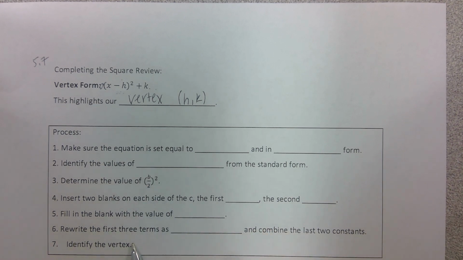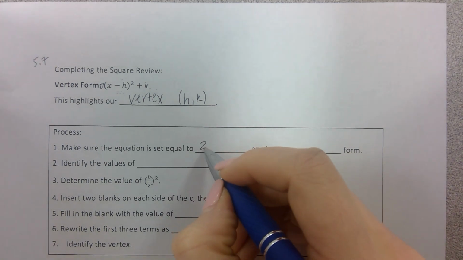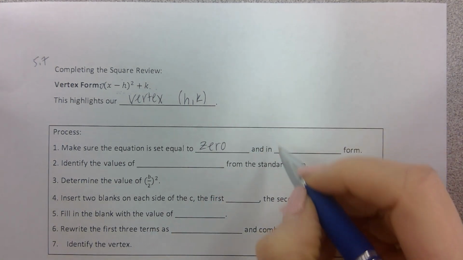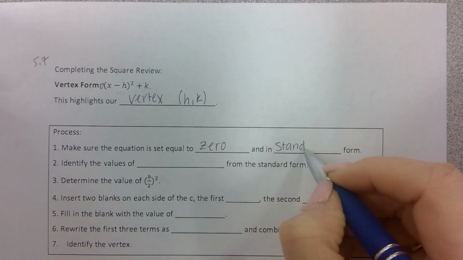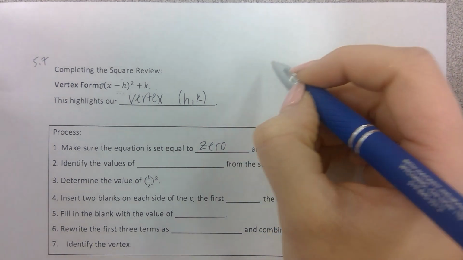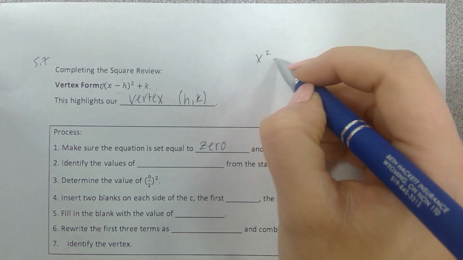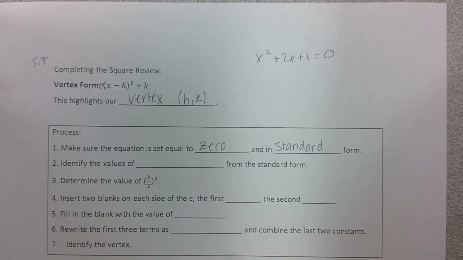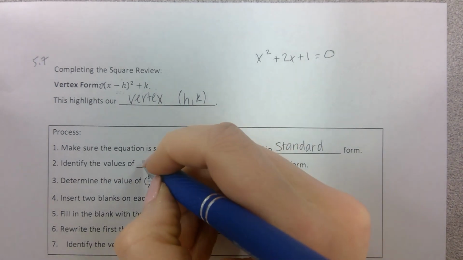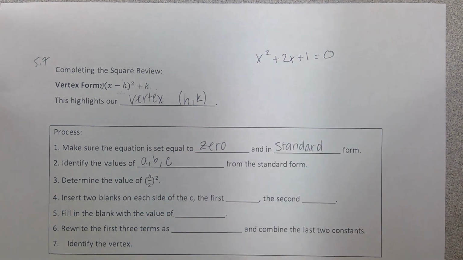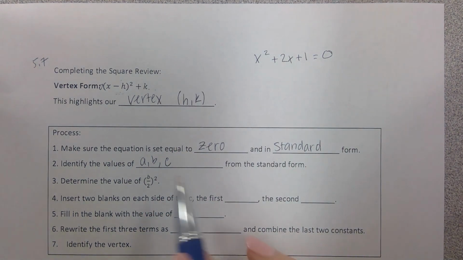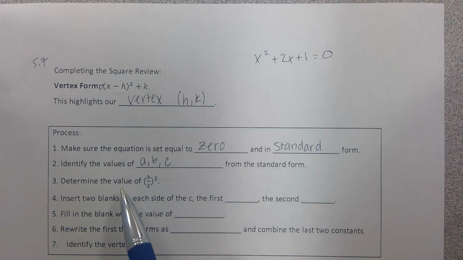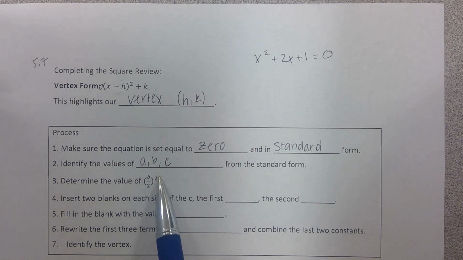Now we're going to talk about the process of completing the square. Just like when we were factoring, the equation has to be set equal to 0. And for this process, it has to be in standard form. So it has to look like something like x squared plus 2x plus 1 equals 0. This is standard form, set equal to 0. Next, we're going to identify the values of A, B, and C from the standard form. This is what we did with factoring. It's the same first two steps. Step 3 is where it gets a little different. We're going to determine the value of b over 2 squared.